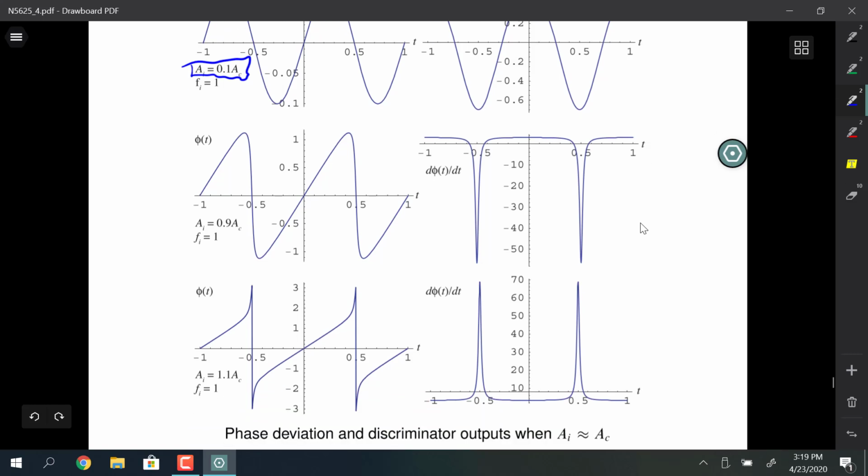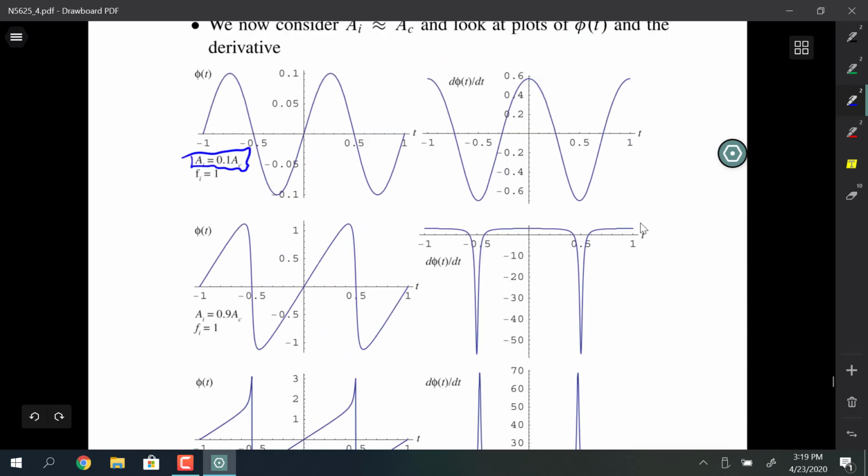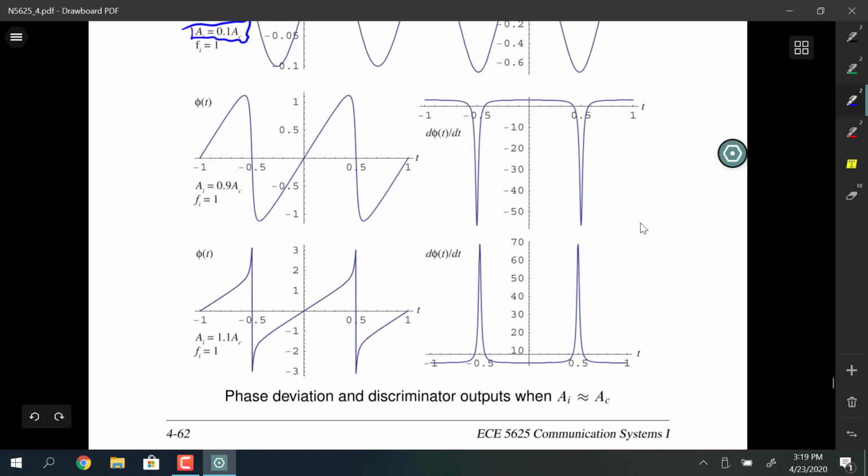If I set AI equal to 0.9 of the carrier, now phi that we're recovering from the equation up here, just taking the arctangent and plugging those expressions in, starts to look very distorted, and the derivative starts to look pretty nasty because there are these inflection points going on.